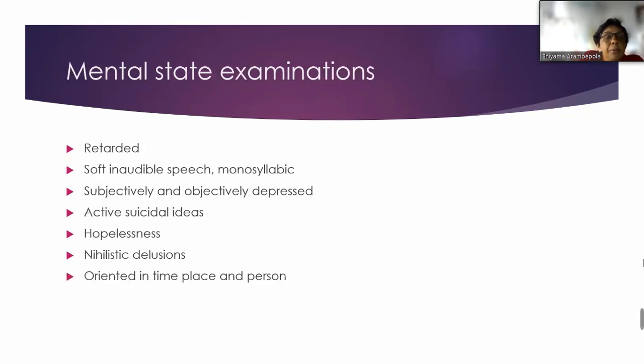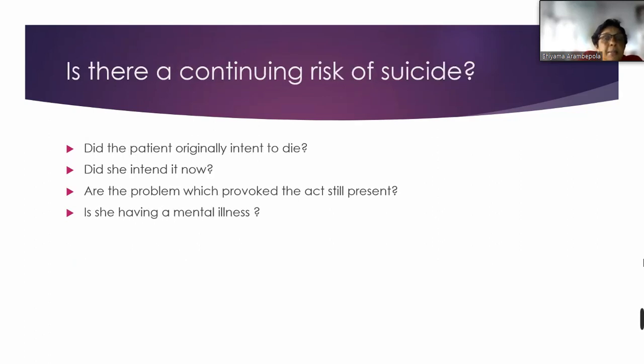Then we have to assess the mental state. Mental state examination will tell us whether the person has any risk factors that will increase the suicidality of the person. So the mental state examination shows retarded, soft audible speech and monosyllabic, subjectively and objectively depressed, active suicidal ideas, hopelessness, nihilistic delusions, and oriented in time, place, and person.